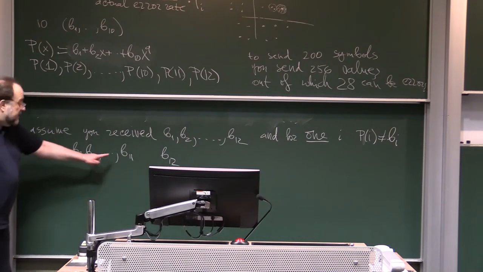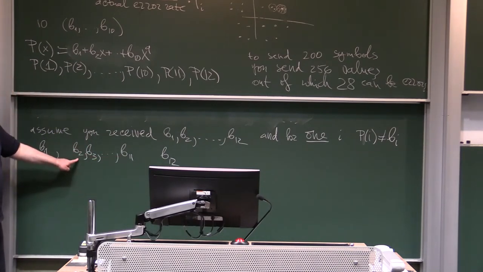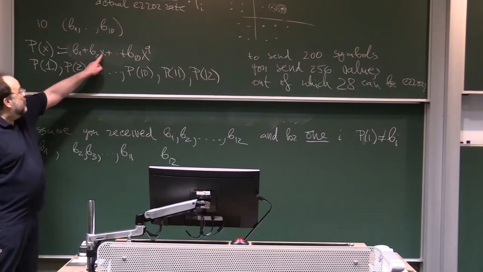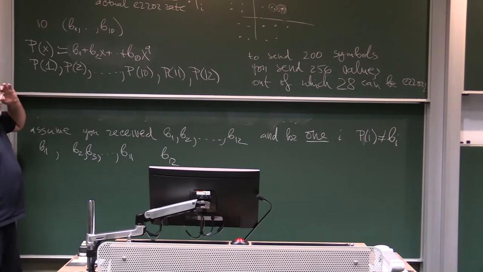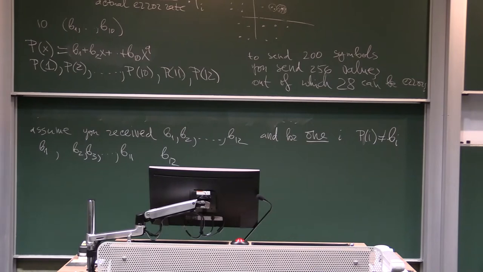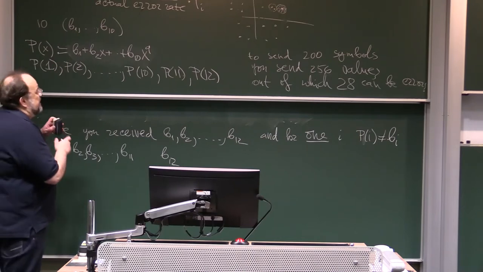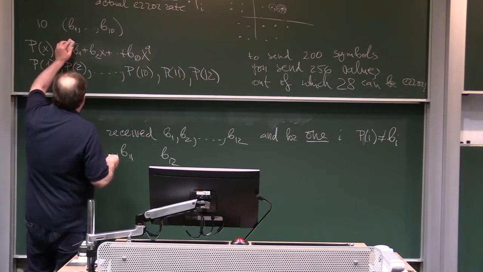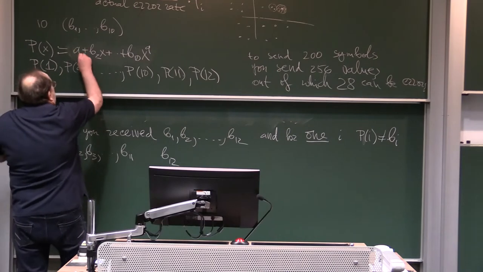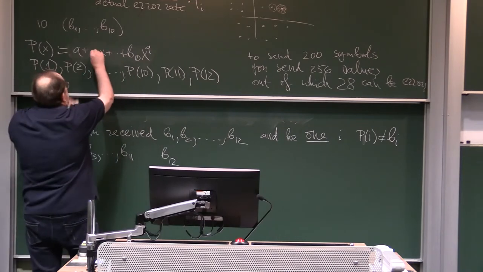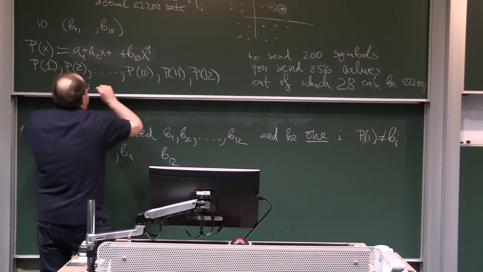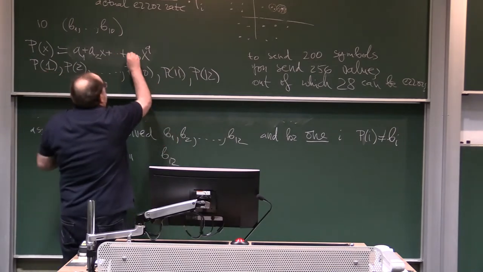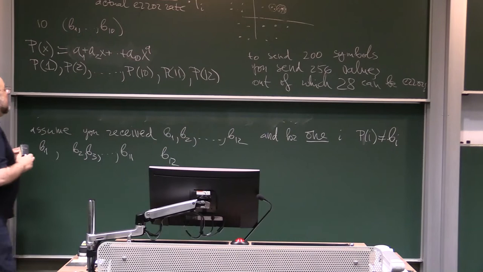Now here, there are 10 values. So there will be a unique polynomial with... oh my God, I'm totally sorry, it's way too early now. I'm confusing these B's with these B's. So let me call these A's. Sorry about that, it's early in the day and I have problems sleeping.